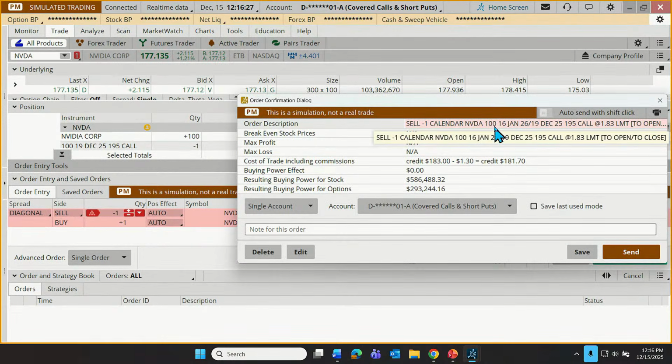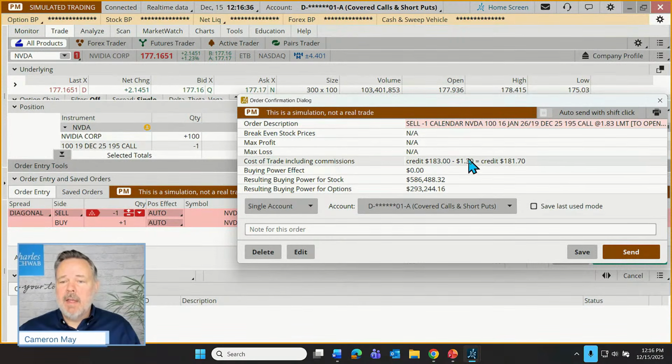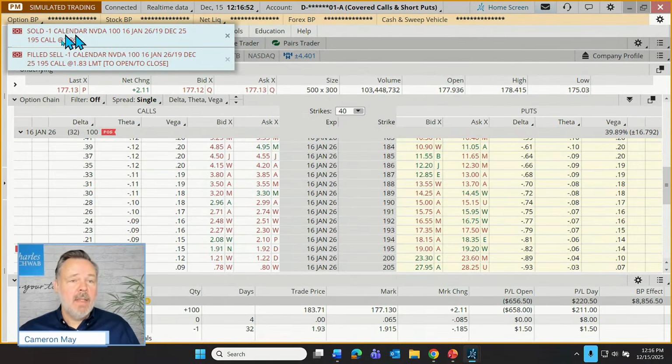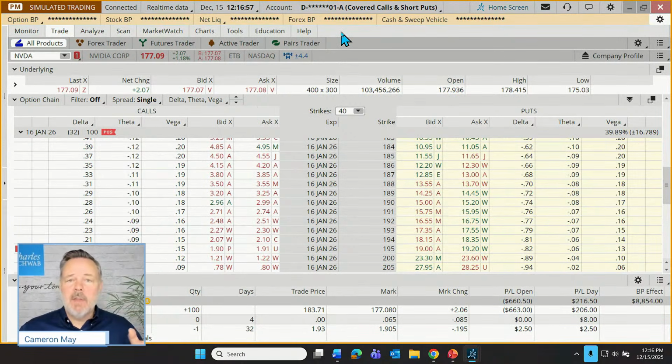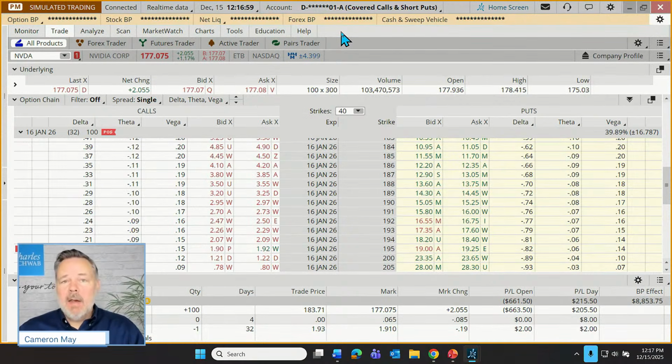We're attempting to sell a calendar, but basically buy back the 19th of December call, sell the 16th of January, hopefully for a net credit of at least $1.83. That would be $183 minus the commission to get out of one into the next. Minimum acceptable credit for this trade, $181.70. So let's click send and see if that'll get filled. And it did. Okay. So we filled that for $1.86, probably out for a few cents on the one that we're in for about $1.90 on the other one.